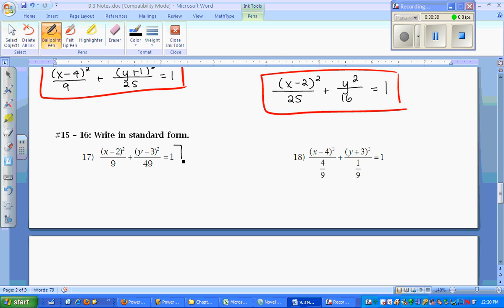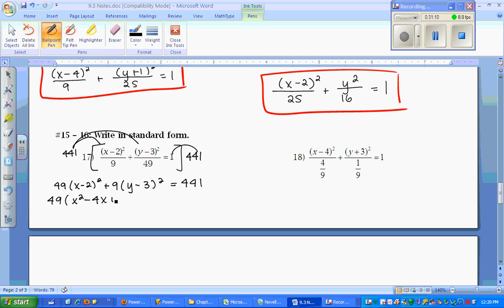Working backwards, make sure you can also get rid of fractions. I'm going to have to multiply by the least common multiple of 9 and 49, and that is 441. So when I distribute, 441 divided by 9 gives me 49. Distribute again. 441 divided by 49 is 9. On the other side, I get 441. FOIL first. So 49 times x squared minus 4x plus 4, plus 9 times y squared minus 6y plus 9, equals 441.